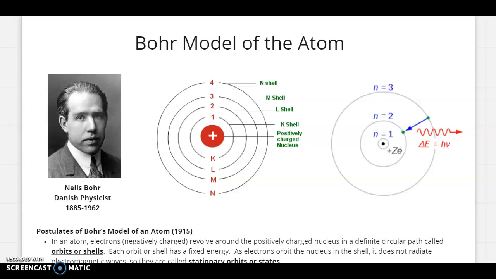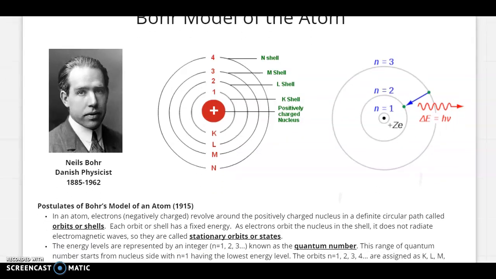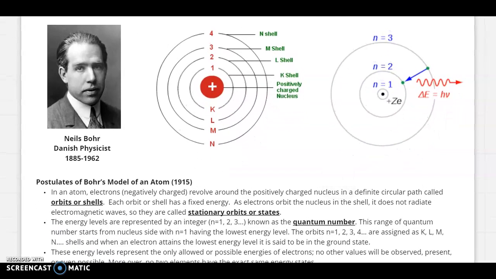There are some issues with it, but it actually works great for a lot of atoms that have low atomic number. And we're going to primarily be focusing on hydrogen, so it's going to work very well for us. Bohr said that there were energy levels. He called them orbits or shells. He gave them letter names, K, L, M, N, and so forth as you go up, and there are number names, 1, 2, 3, 4. That number is known as the quantum number of that state.